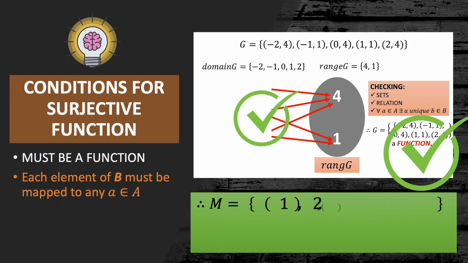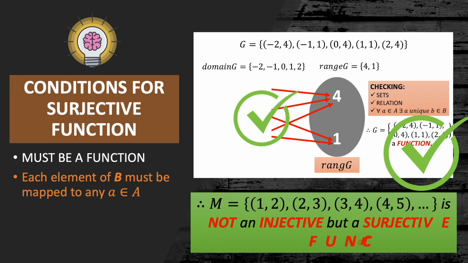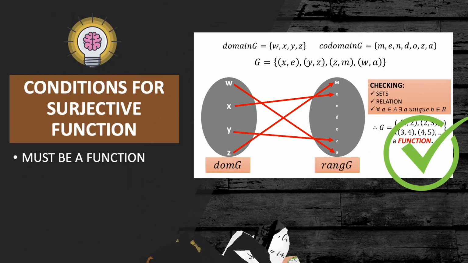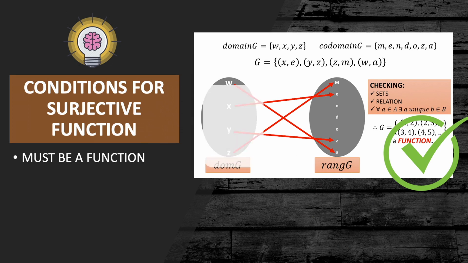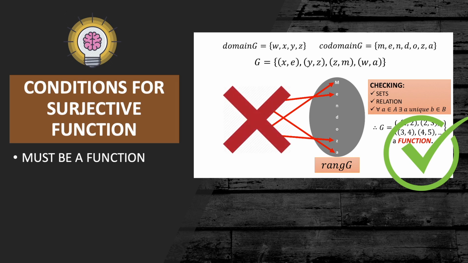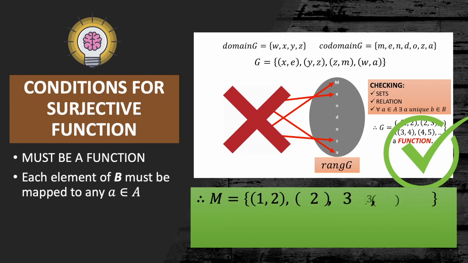Let's have the last example, set G. Set G is a function and it is also an injective function. Is it also a surjective function? Let's cover the domain G to see if it satisfies the second condition. It looks like it didn't satisfy the second condition because the elements N, D, and O of codomain G were not mapped to any element in domain G. Therefore, set G is a function, but it is just an injective function.